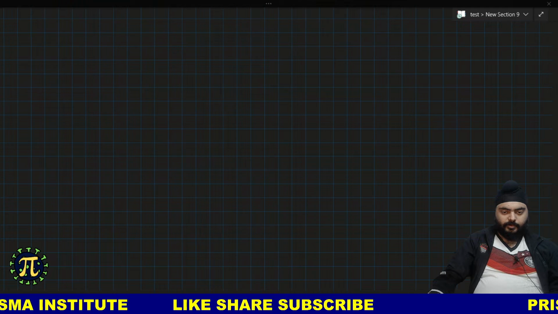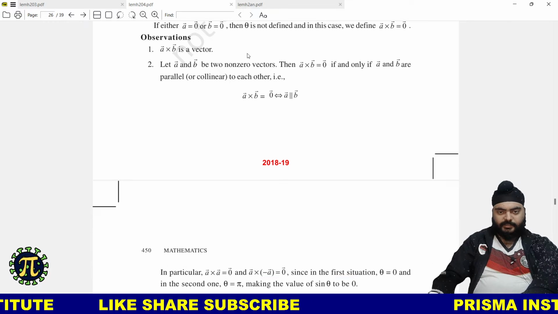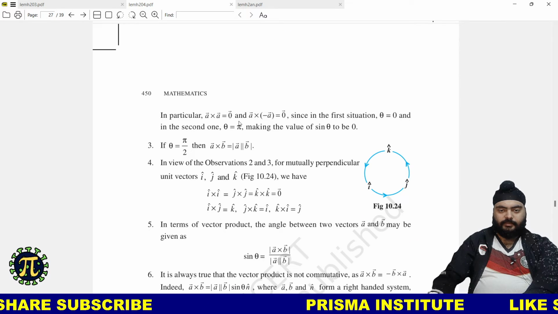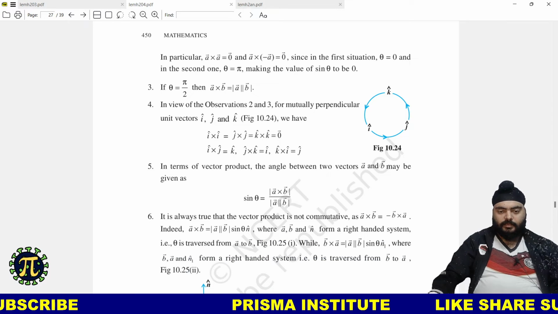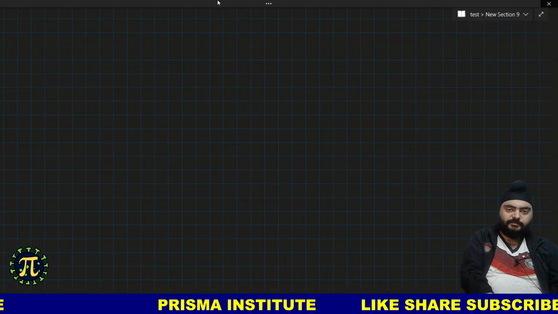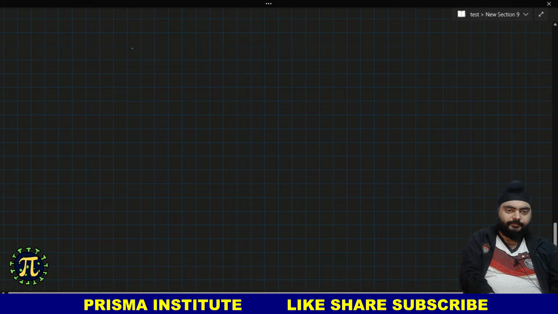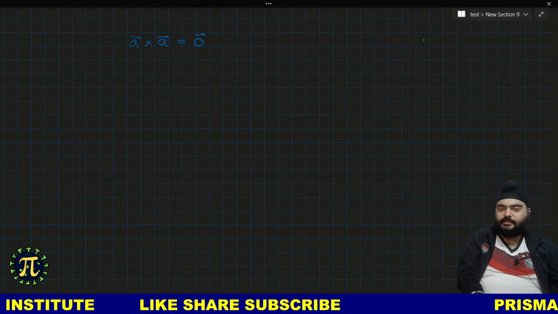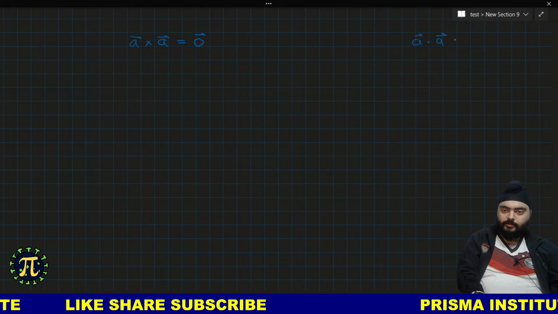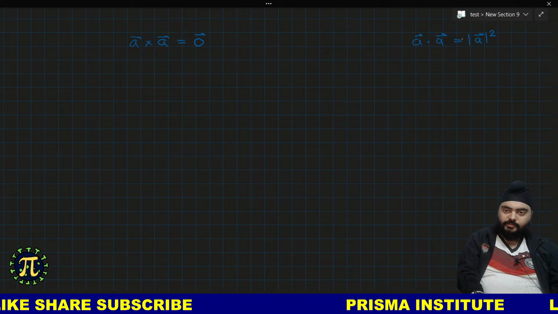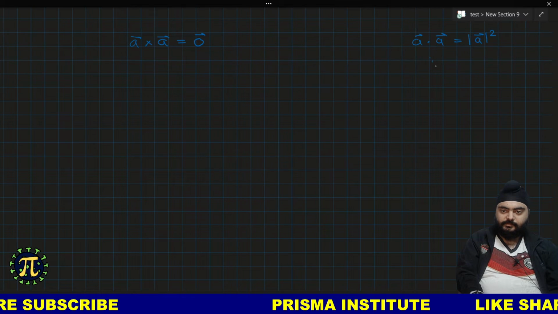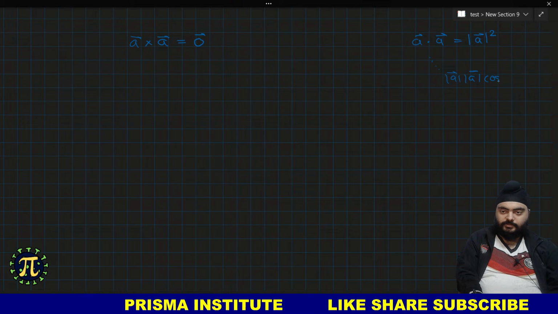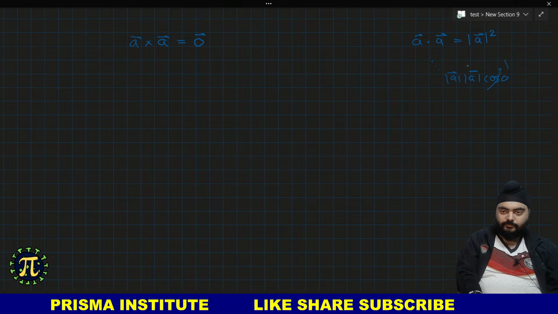Let's see more observations about cross product. If the cross product is 0, they are parallel, right? Also one of the vectors can be null. And one more thing: a cross a, by definition, will be null. In dot product it was not like this, right? A dot a was mod of a squared, because it is mod a times mod a times cos 0, and cos 0 is 1, so we got this result.